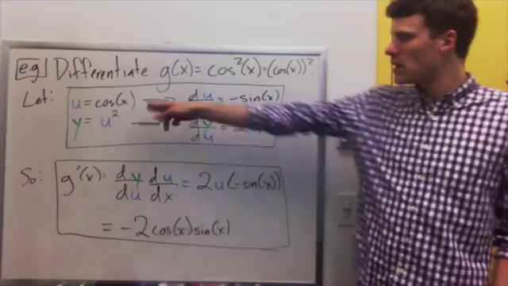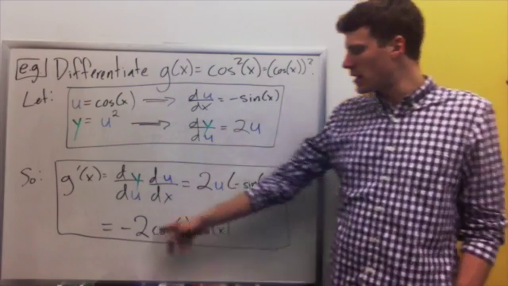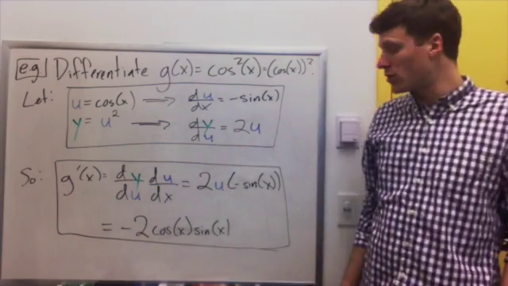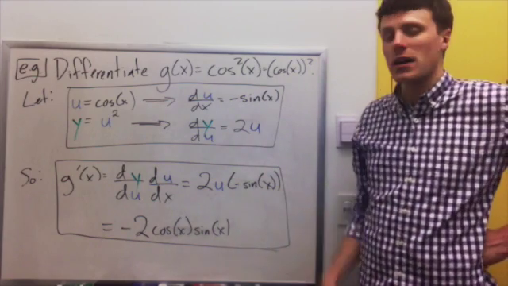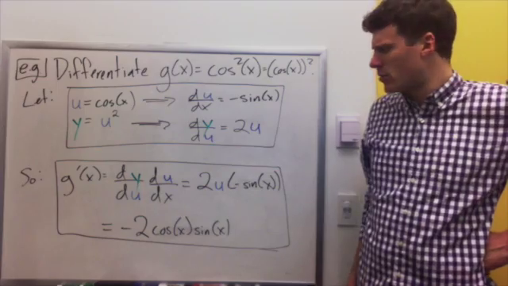So u is cosine of x. We replace u with cosine of x. I decided to bring the negative out in front, so I get negative 2 cosine of x times sine of x. It's a lot different than our previous answer of negative 2x times negative sine of x squared.